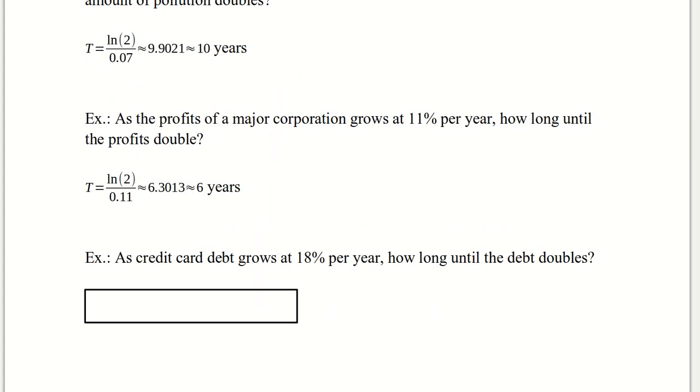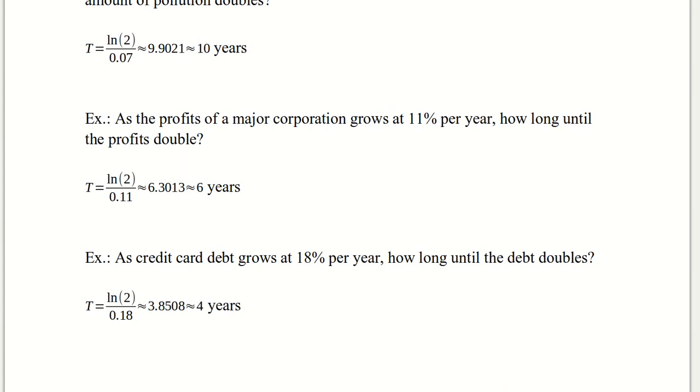Credit card debt grows at 18% per year. How long until the debt doubles? Same routine. We're going to use the doubling time. We're going to plug in 0.18 as the decimal form of the constant growth rate. We're going to get an approximation out of our calculator, 3.8508, and it looks like that rounds to about 4 years.